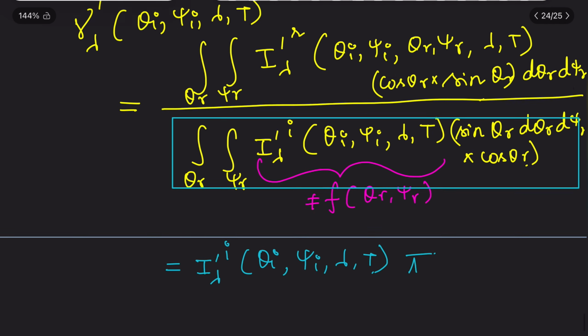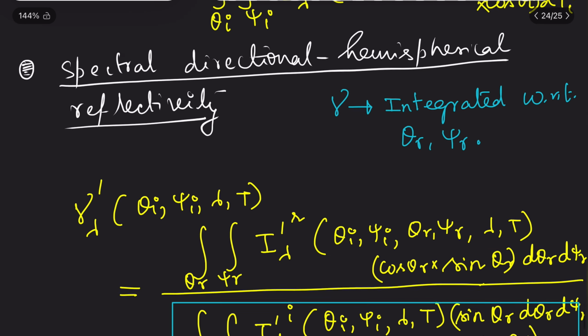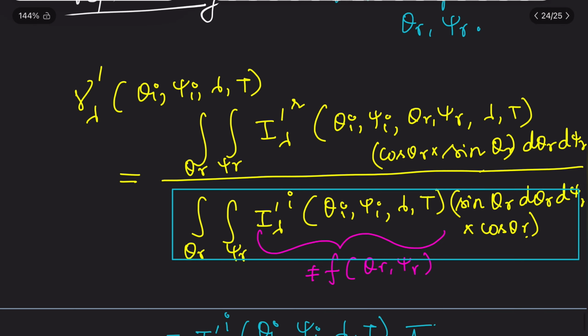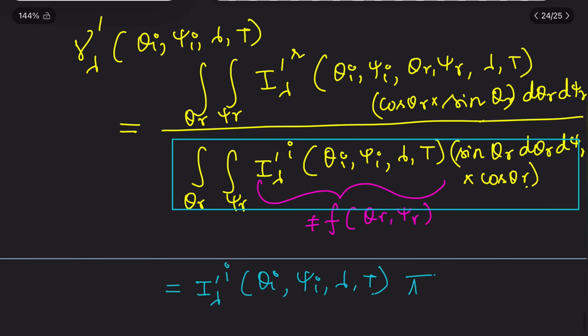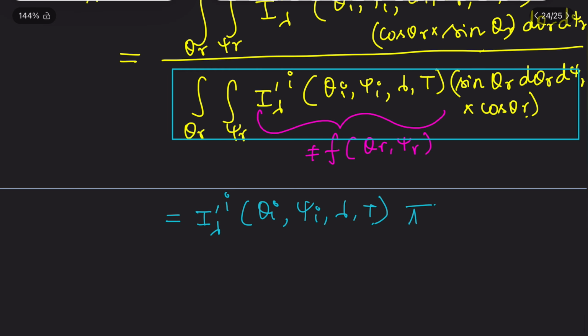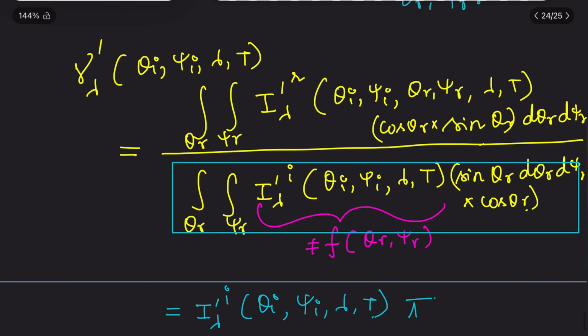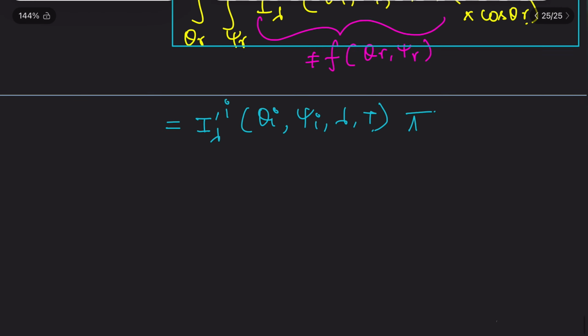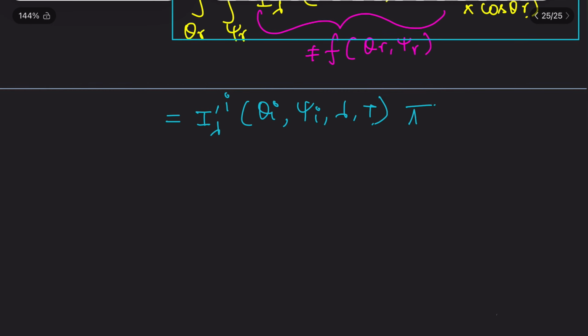So this was the spectral directional hemispherical reflectivity, clear? The denominator would be I lambda dash i, which is a function of theta i, psi i, lambda, times pi, clear?